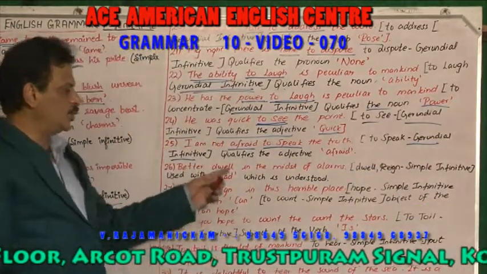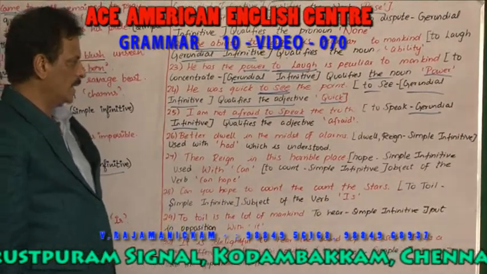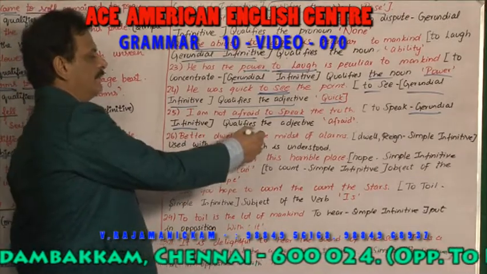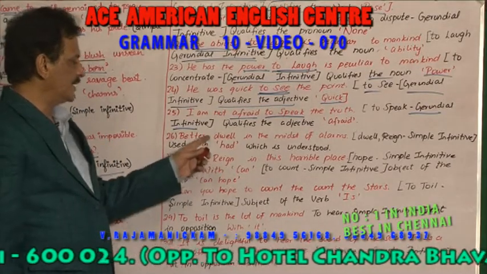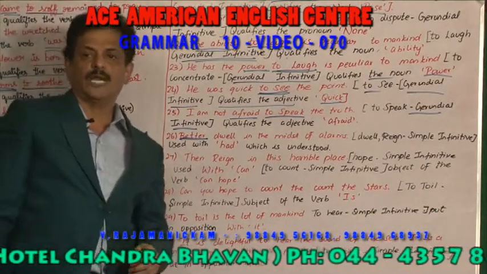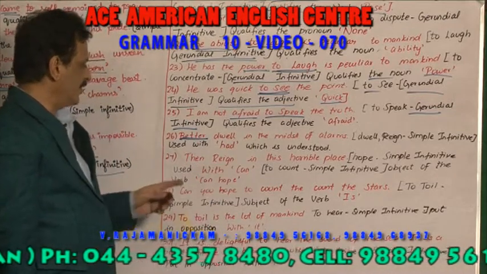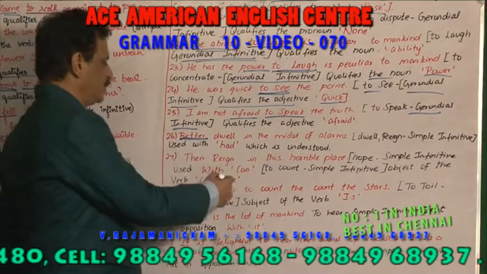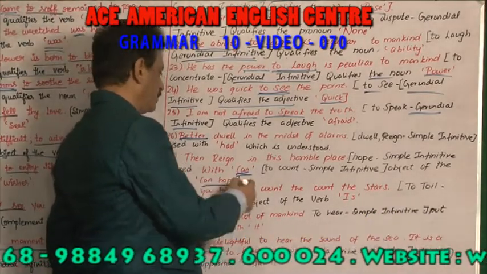Next, better dwell in the midst of alarms. So it is a simple infinitive which is understood. Better had to live, had to dwell. When you use the word better, 'had' is understood. So it is a simple infinitive. Then, it is a simple infinitive used with the verb can hope, 'to count' being the object of the verb.